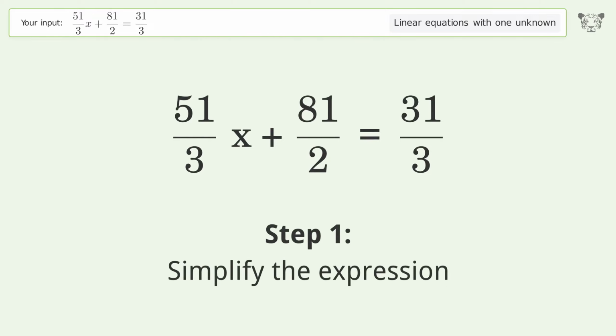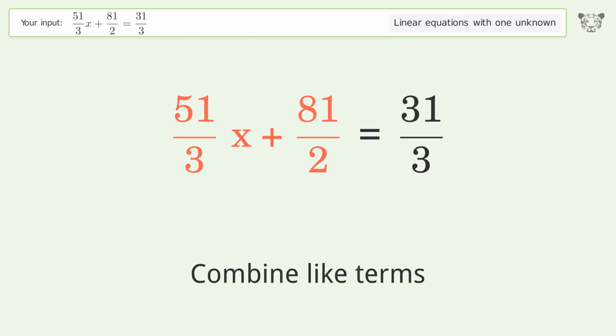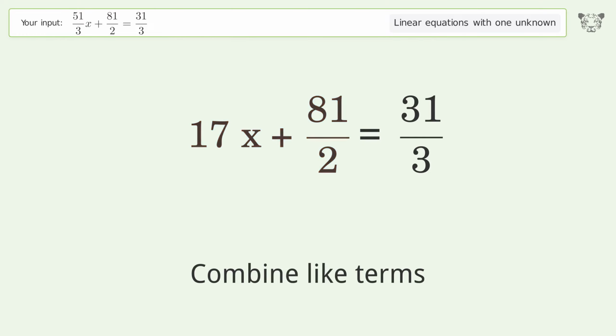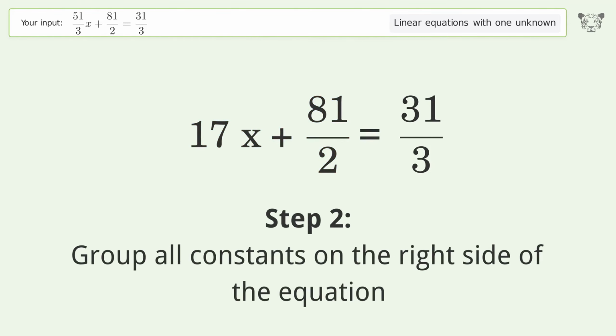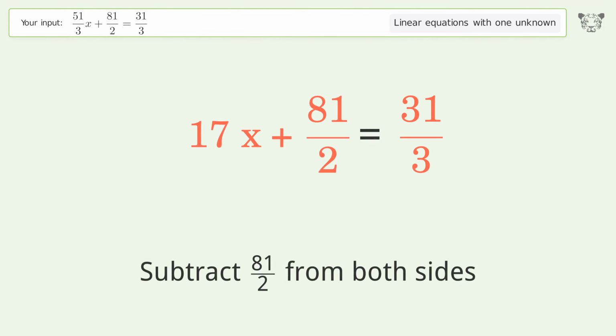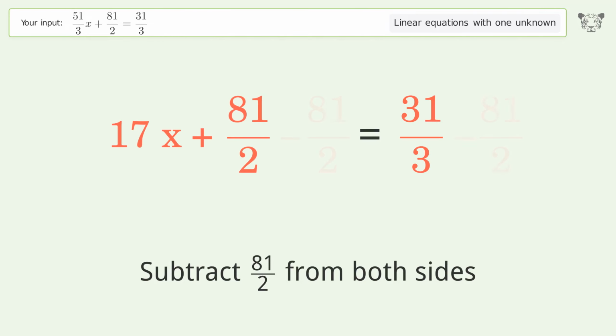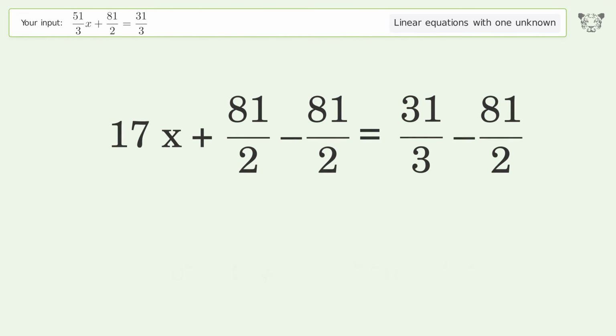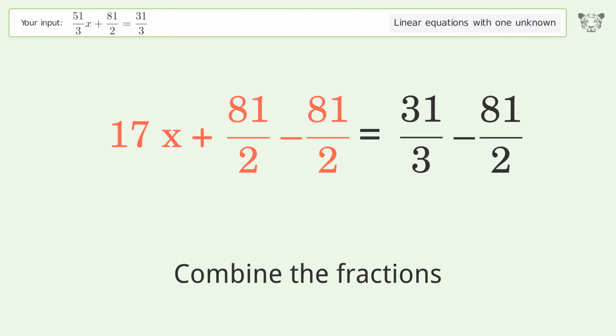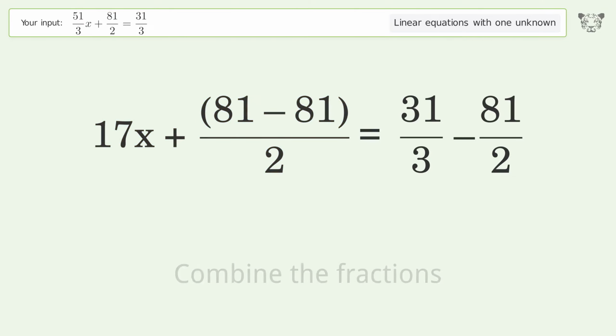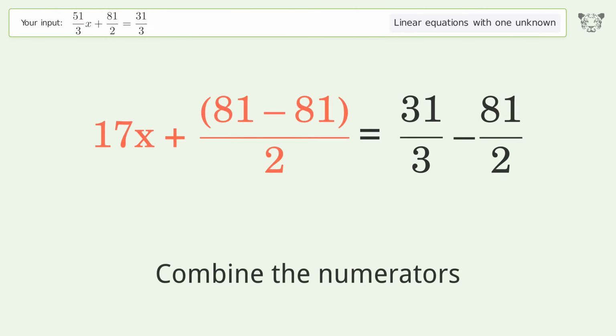Simplify the expression. Combine like terms. Group all constants on the right side of the equation. Subtract 81 over 2 from both sides. Combine the fractions. Combine the numerators.